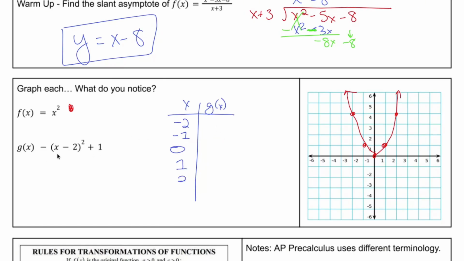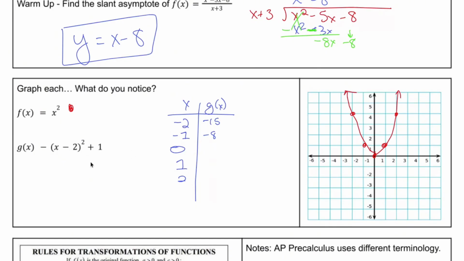If you plug in negative 2, you get negative 2 minus 2, which is negative 4. Negative 4 squared is going to be 16. Negative 16 plus 1 is going to be negative 15. That won't help us at all. If I plug in negative 1, I'll get negative 1 minus 2, which is negative 3. You square that, you get 9. Throw a negative in front of it. Negative 9 plus 1 is negative 8, so that won't help us at all either. Good start, math teacher Goat. Idiot. Just joking. I'm not an idiot.